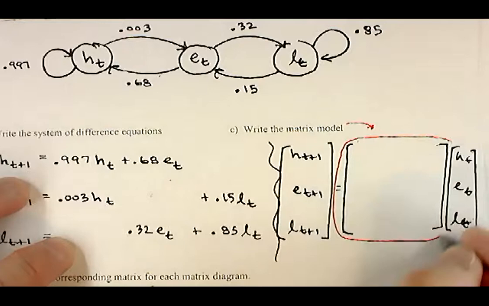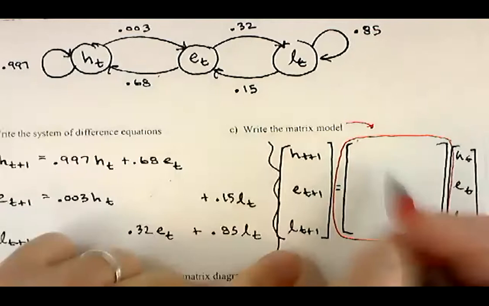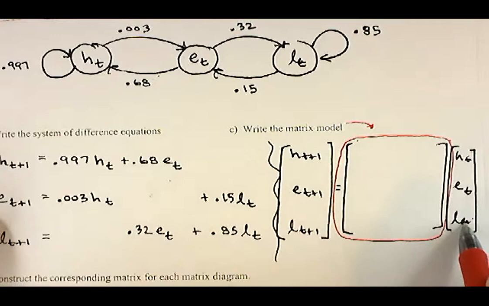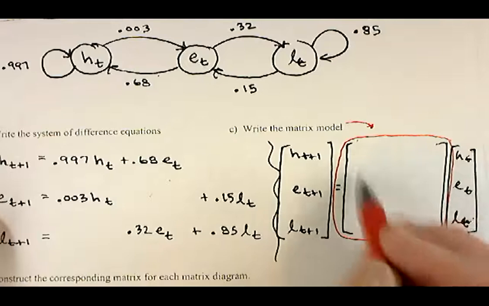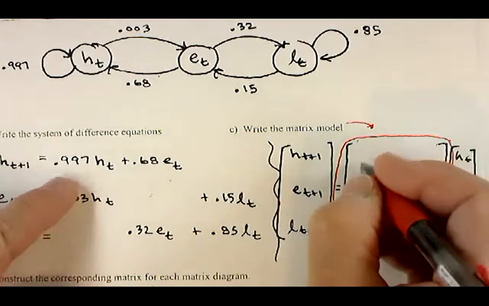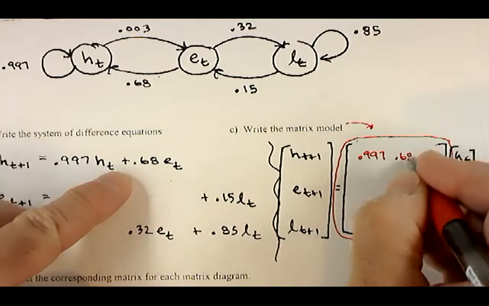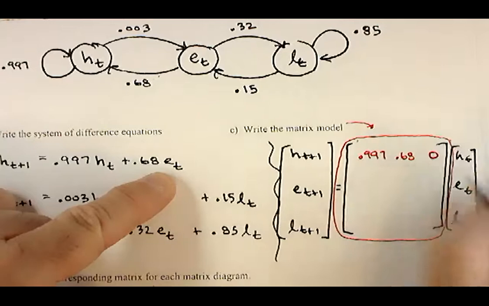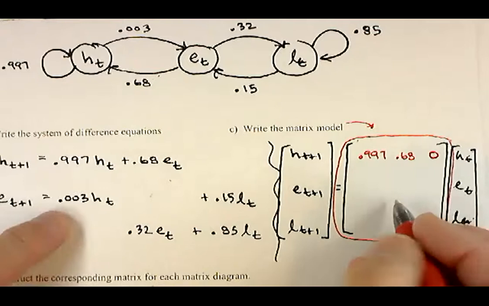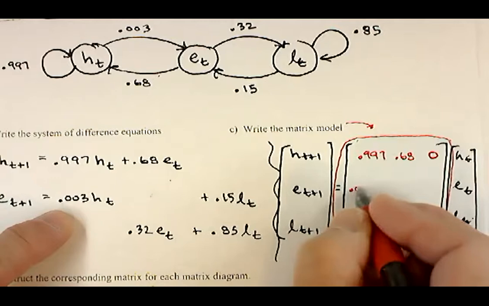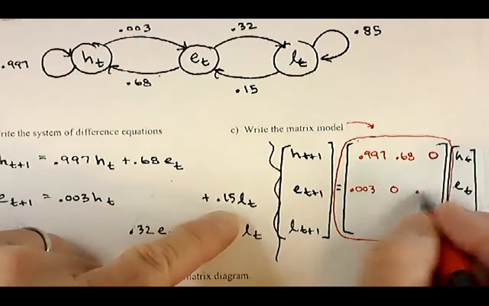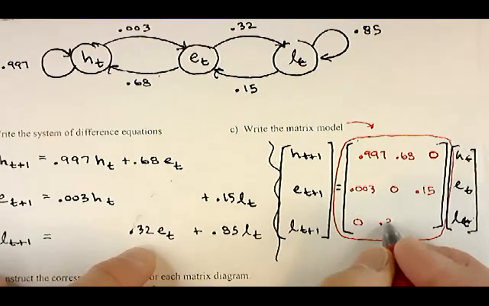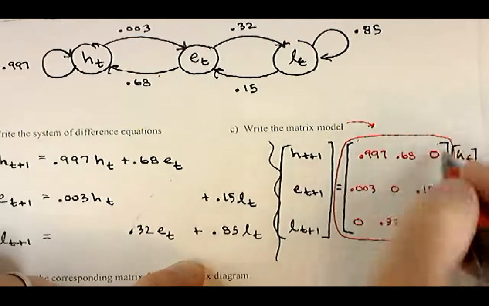Okay. But it's important to think about what that's standing for. That's what you would multiply H of T, E of T, L of T by to get to the next group of healthy, early stage, and late stage. Essentially all they want is just the numbers. This would be the 0.997, 0.68 E of T, and then there aren't any from the L, so this would be a zero here. You do need to have something for each term, H, E, and L. For E, for my next generation of early stage, I'm going to have 0.003, zero, because there's no E here, and then 0.15. And then for L, it would be 0, 0.32, 0.85. So this is what they want with the matrix model, just this matrix right there.